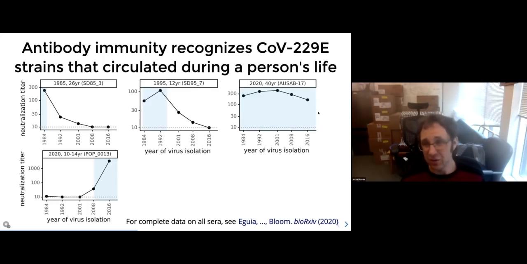Here's serum from an adult collected recently. It neutralizes the whole span of historical viruses. Here's serum from a child collected recently. It only neutralizes newer viruses.